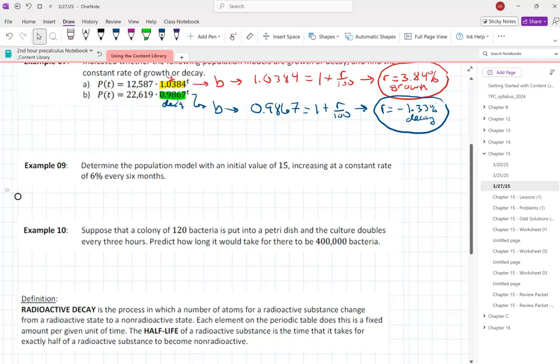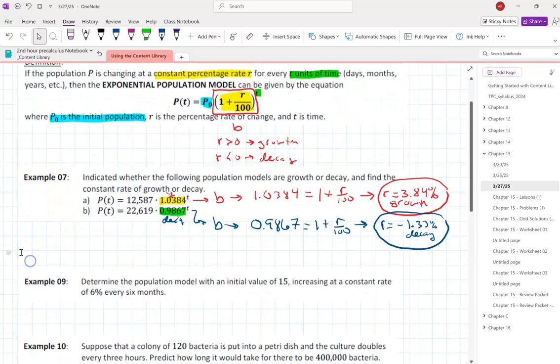Okay. Oops, I forgot one example. That's okay. We'll just drop it in here.